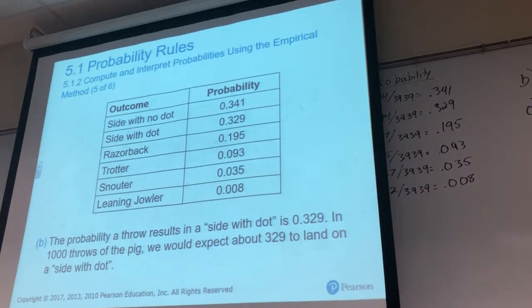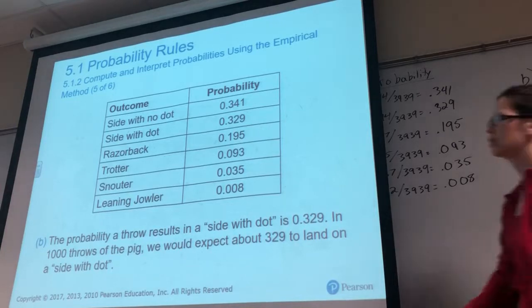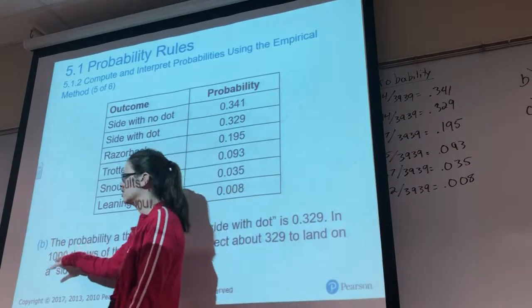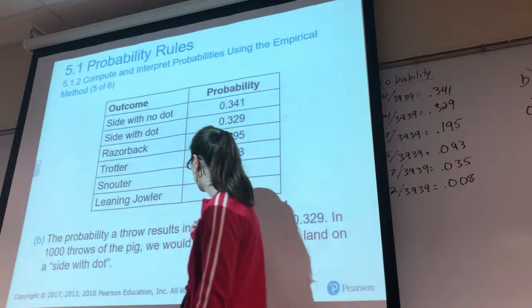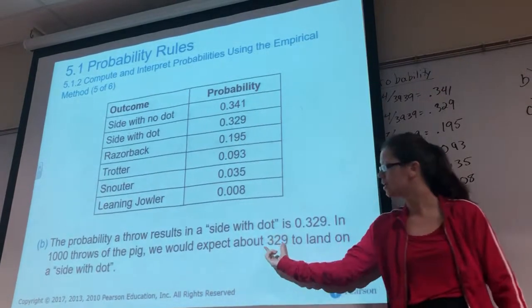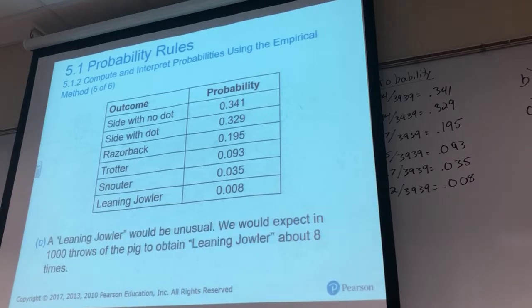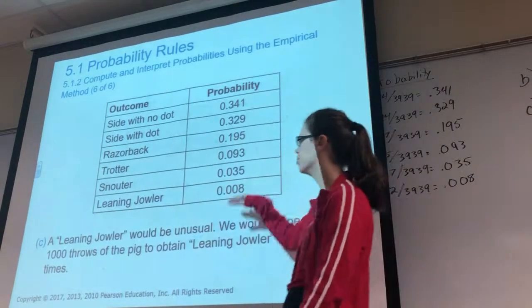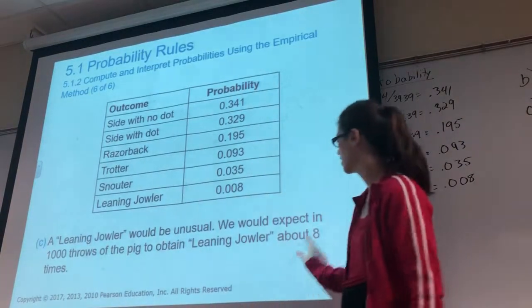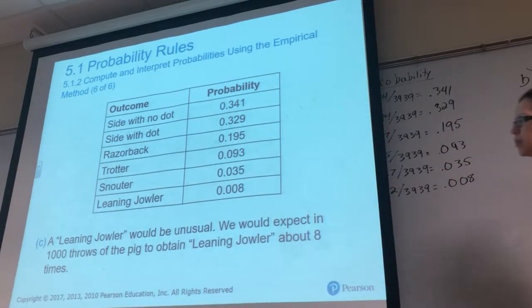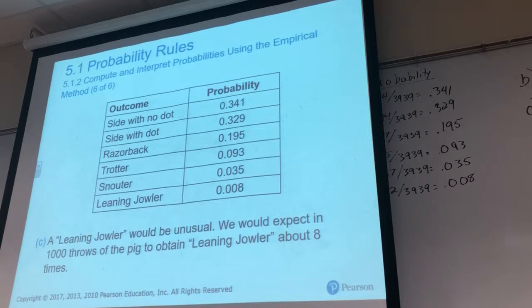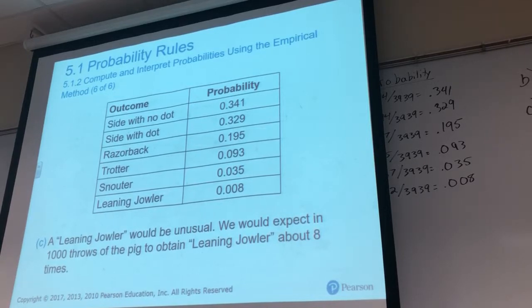Remember when we did the other example, what we did was take how many trials we have, in this case 1,000, and multiply it by the probability to get this number right here. So that's how they found that. For the leaning jowler, they did the same thing. They took this probability and multiplied it by 1,000 to get 8. That's how many times you would expect to see a leaning jowler out of the 1,000 throws. So that's usually going to be a follow-up question for these types of things.